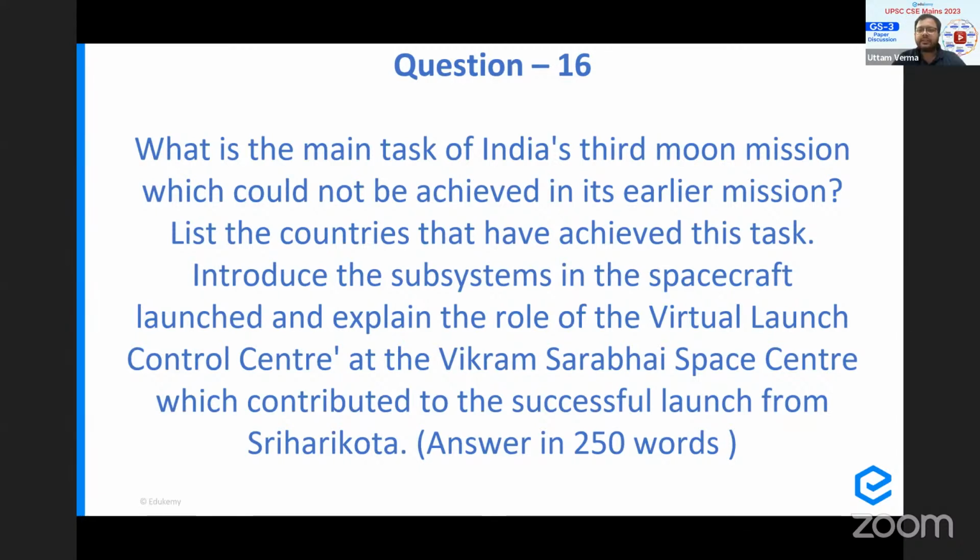Yes, sir. For the 15 marker, essentially students had to be careful not to just list down the objectives of Chandrayaan 3. They have to compare in terms of what was not achieved in Chandrayaan 2 and 1, especially 2, and what did we do now? So I think these were the main elements.